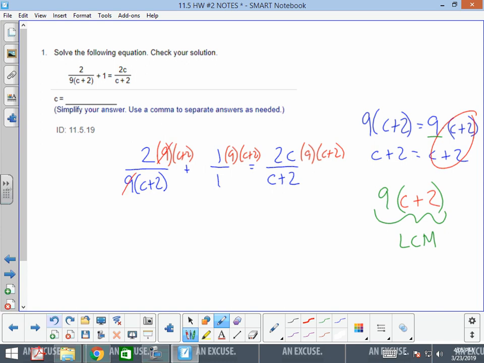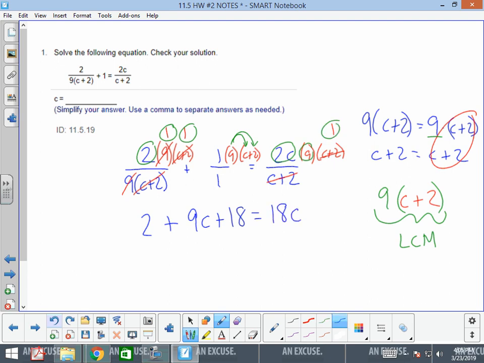So 9 and the 9 divide out and become 1s. C plus 2 and c plus 2 divide out and become 1s. So we're multiplying 2 times 1 times 1. So this first fraction, once we multiply by the LCM, is just 2. Now the next fraction, we already have 1s. So we're multiplying 1 times 9, which is 9, and then doing the distributive property for 9 and c plus 2. So that's 9c plus 18. On the last one, we're dividing out the c plus 2's. So now we're multiplying 2c times 9 times 1, which is 18c.